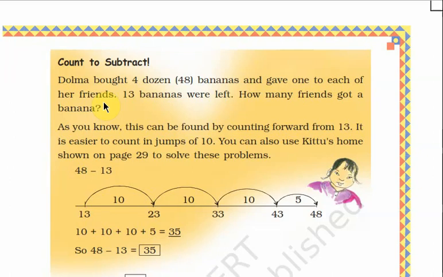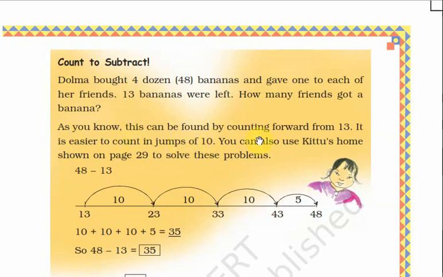So, what we had to find out is how many friends got a banana. Dolma had already given one banana each to all her friends. After distributing bananas to her friends, 13 bananas were left. So, how many friends will be there? What we had to do is find the difference of 48 and 13. Otherwise, 48 minus 13 we have to do. Okay. So, let us see how they have solved the problems.